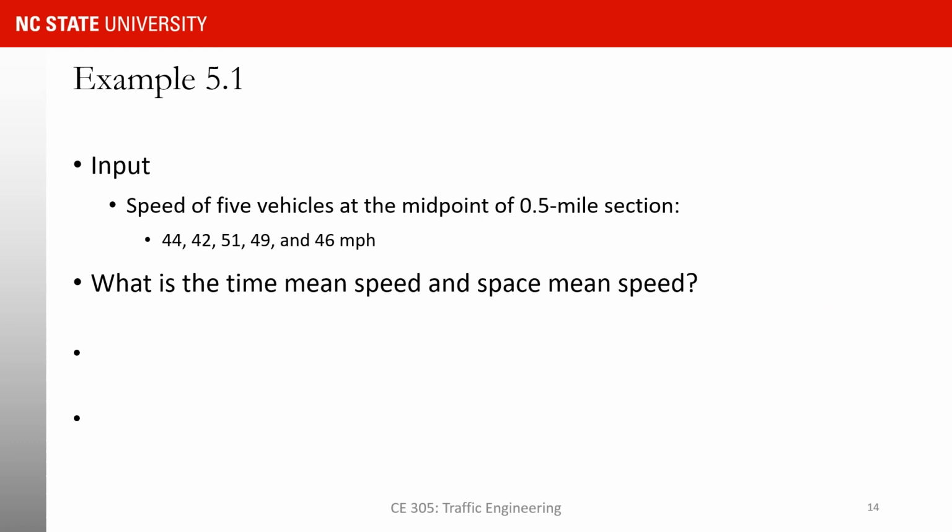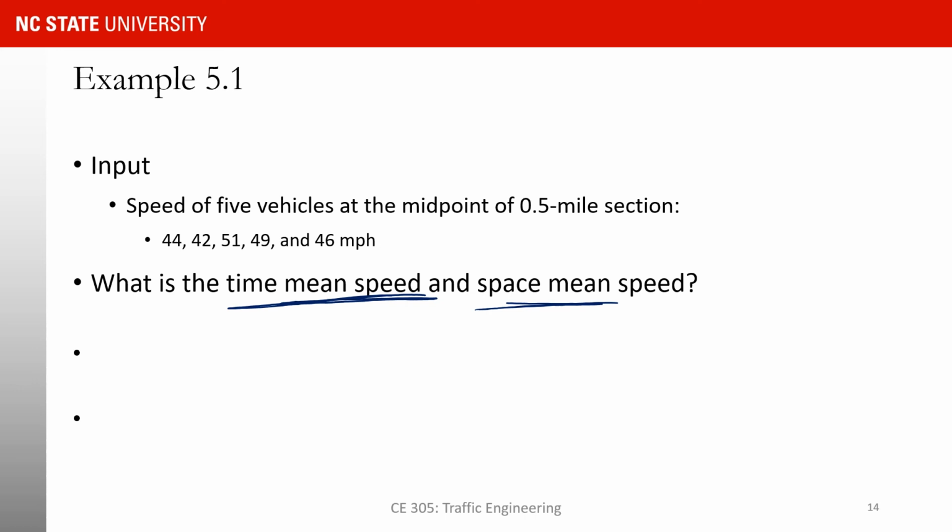Let's take a look at another example. So we have speed of 5 vehicles at the midpoint of a 0.5 mile section. Those are 44, 42, 51, 49, and 46 miles per hour. What is the space mean speed and time mean speed? So you can pause this video here. It's going to take you probably 2 to 3 minutes to find solutions, and then you can unpause.